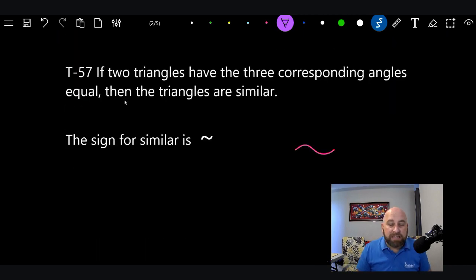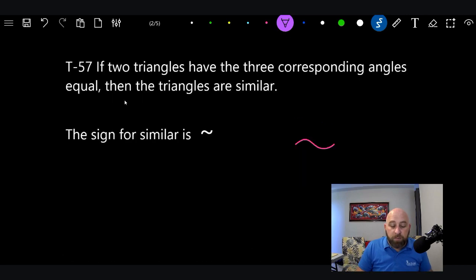Theorem 57. This is the next lesson. So go to the next lesson. This is on page 204. Page 204. Theorem 57. If two triangles have three corresponding angles equal, then the triangles are similar.